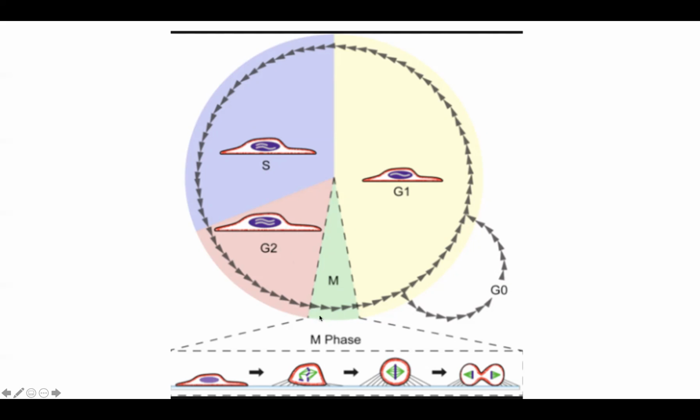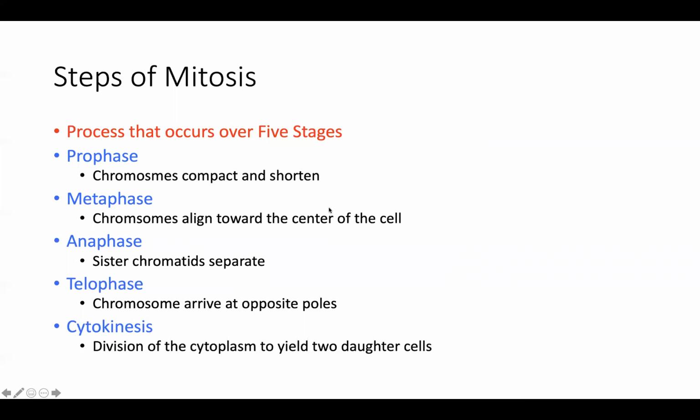And then the cell progresses into M phase, right? And so at M phase, the cell is almost ready for cytoplasmic division, but a couple more things need to happen. Mitosis is a stepwise process where these chromosomes are manipulated through a process of prophase, metaphase, anaphase, and telophase, which basically is getting these chromosomes ready for nuclear division. All right, so let's look at the steps of mitosis. This is the first part of M phase. Mitosis is a process that occurs over 5 stages.